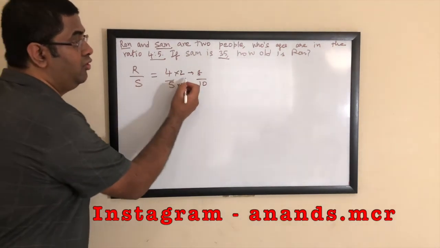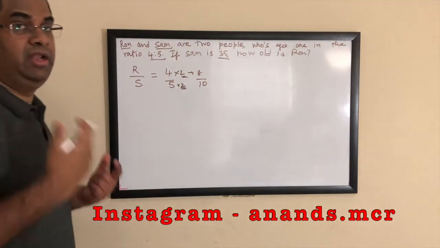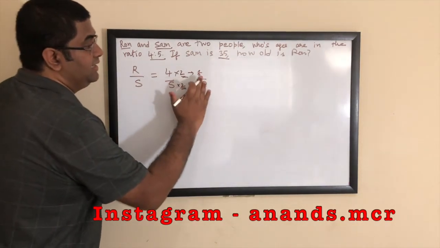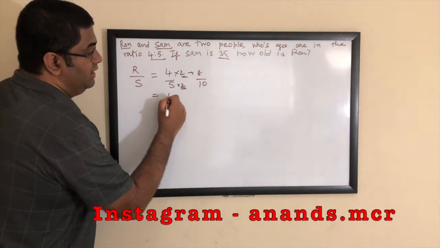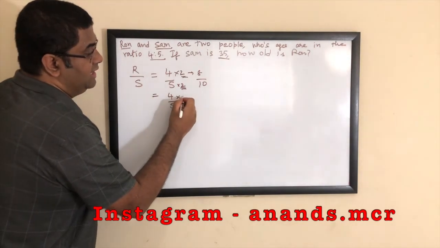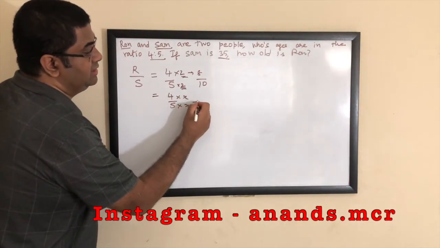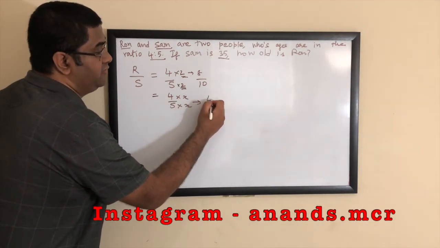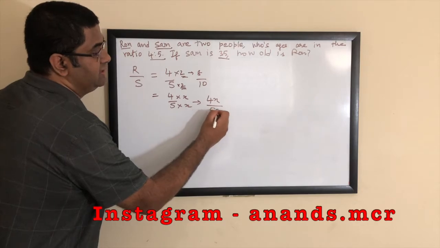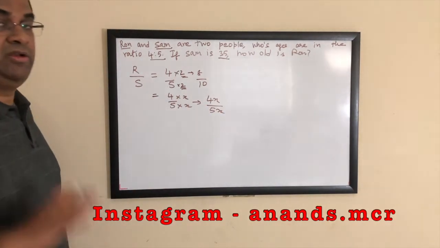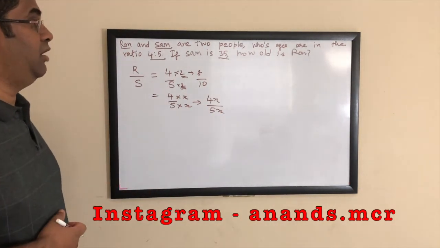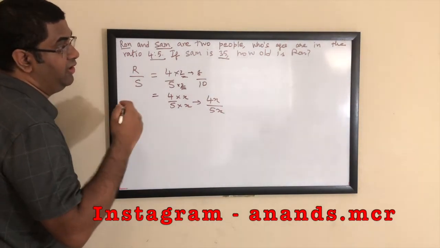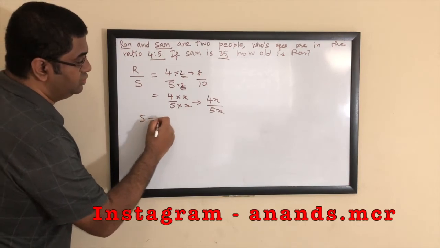And since we do not know what this common factor is, which will lead us to the actual ages of the two people, let us actually assume a factor of x, like 4 times x and 5 times x. This will give the actual ages of Ron and Sam as 4x and 5x. So these are the actual ages of Ron and Sam.